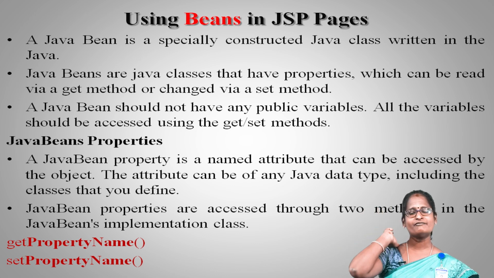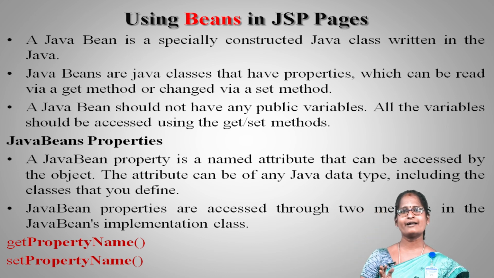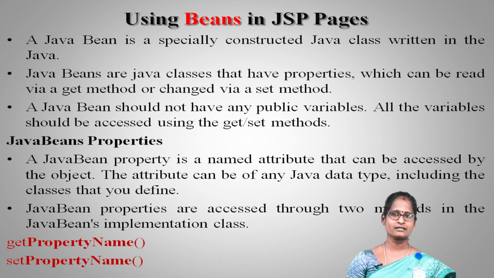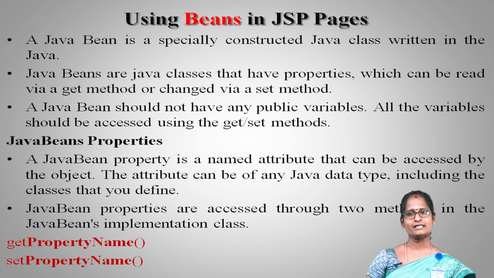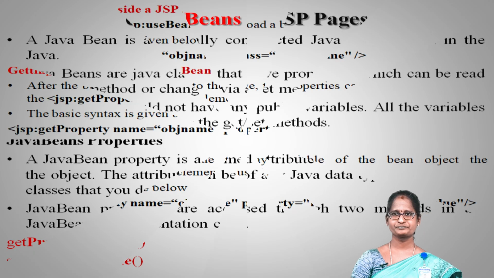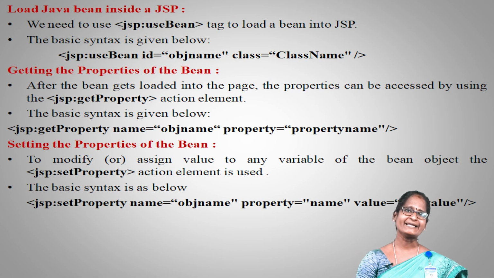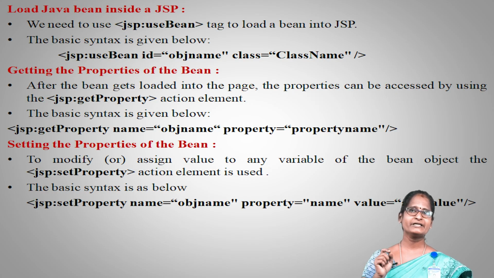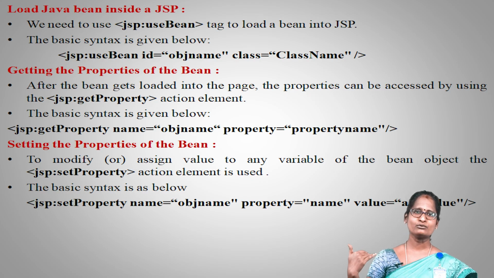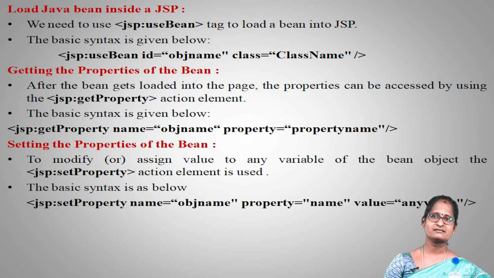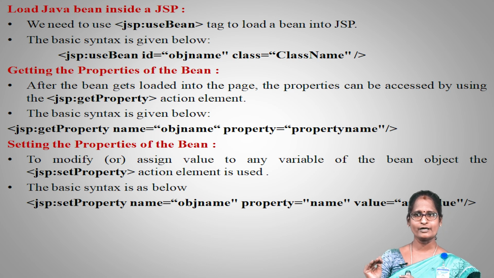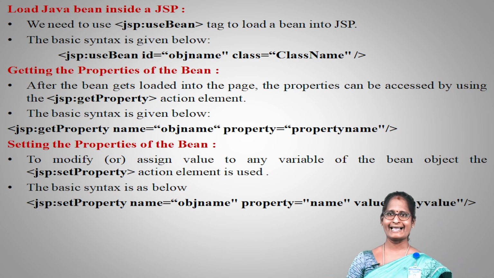Accessing Java beans. Following JSP action elements are required to use Java bean in JSP file. These are the accessing action elements: jsp:useBean, jsp:getProperty, jsp:setProperty. How to load Java bean inside a JSP? We need to use jsp:useBean tag to load bean into JSP. The basic syntax of Java bean, jsp:useBean id equal to object name, class equal to class name.